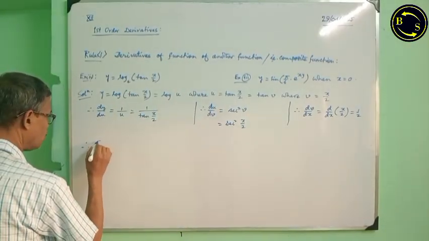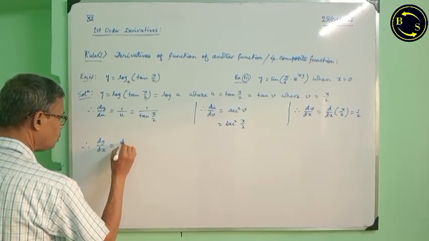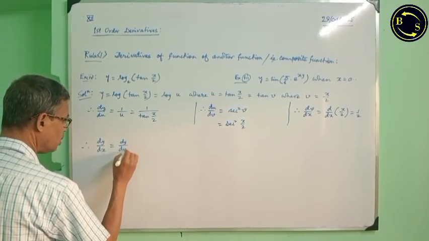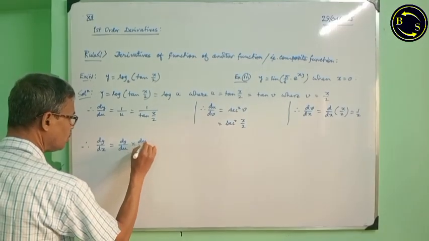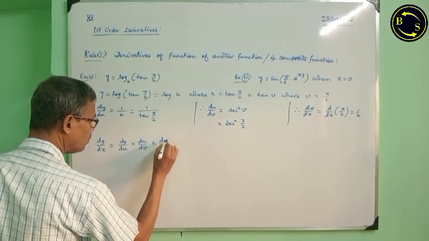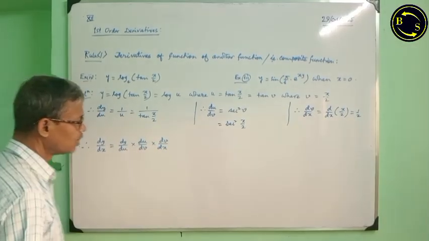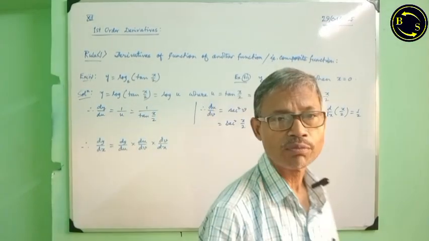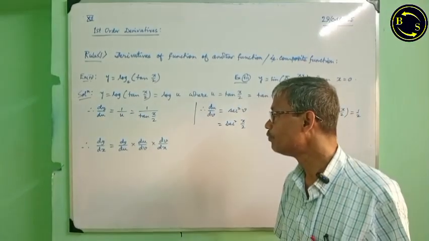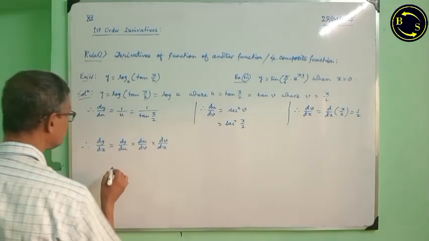Therefore, dy by dx is equal to dy by du into du by dv into dv by dx. This is the generalized form of chain rule. Now we put the values.